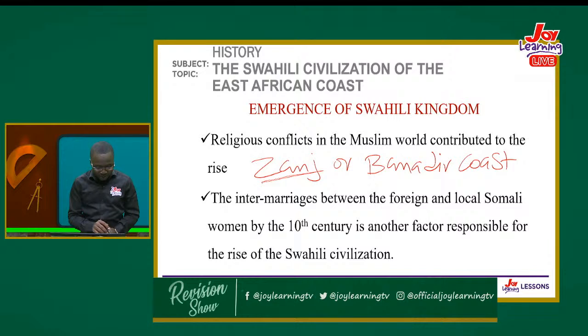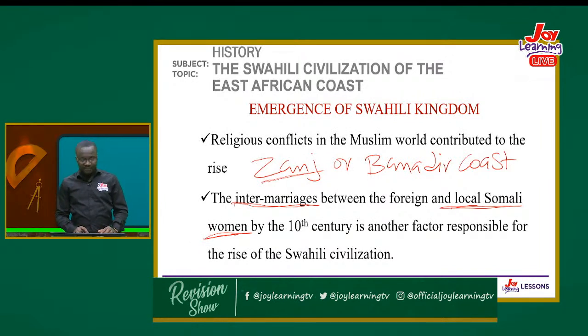So intermarriage can also be looked at as one of the factors that contributed to the emergence of the Swahili kingdom. The traders from Arabia, from Persia, as well as people who were fleeing from conflict in the Muslim world, who had come to settle along the Zanj or the Banadir coast, intermarried with the native or local Somali women. And by the 10th century, we are told that a new culture emerged, and it is this new culture that laid the foundation for the civilization of the East African coast. So let's look at it.